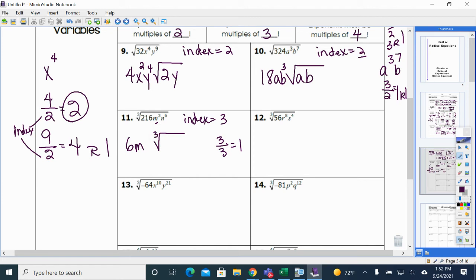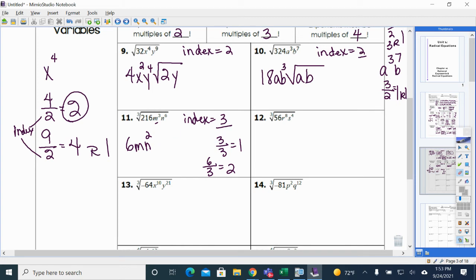What about my n's? The exponent on the n is a 6. Again, divide by the index, which is 3. It goes evenly, a 2. So I'm going to have an n squared on the outside. And what happened is there is no radical. There's nothing left under this radical.